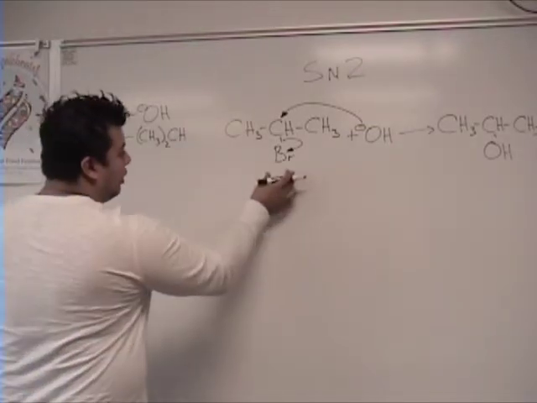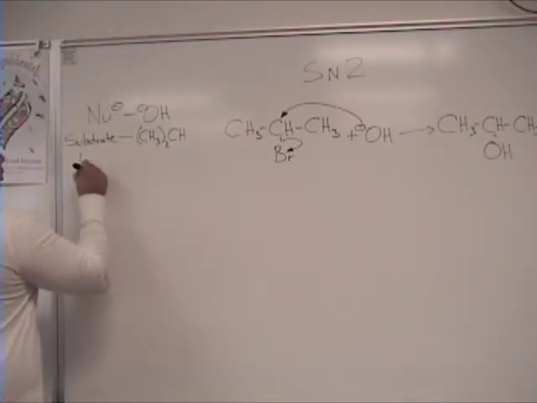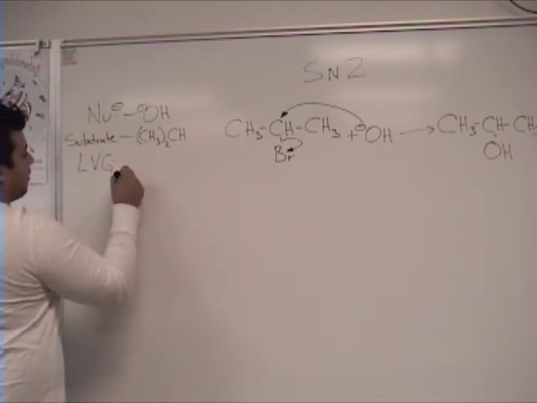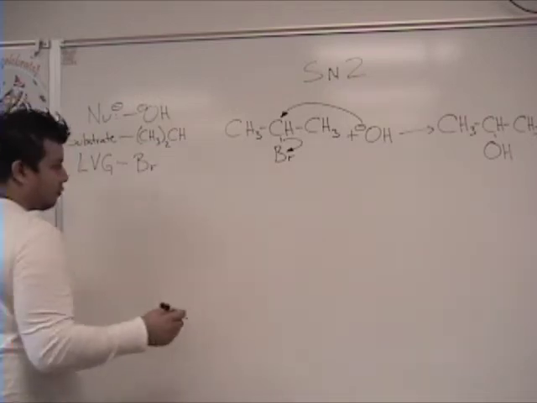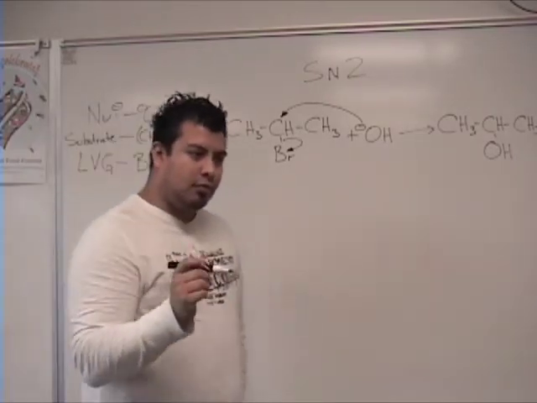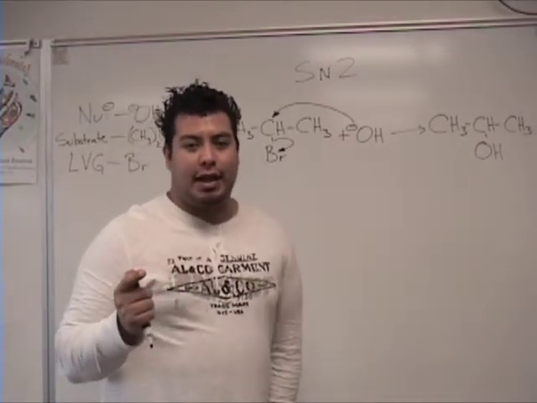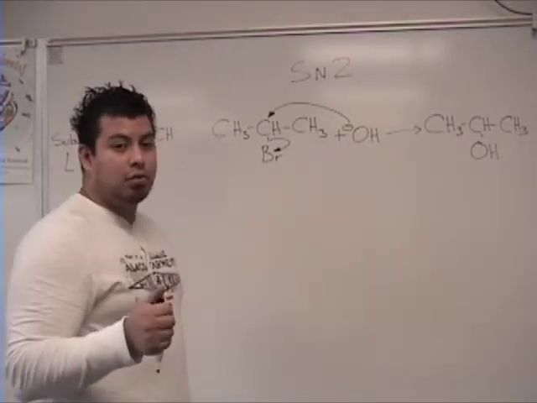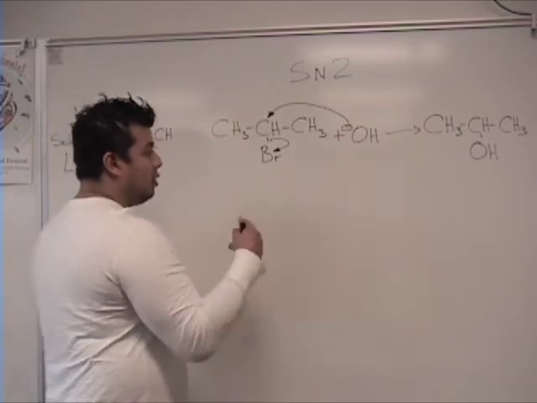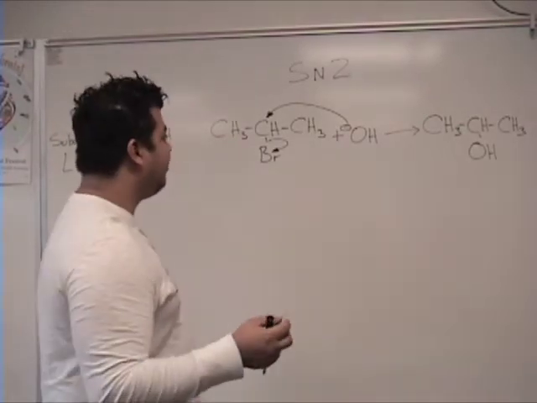And then we need a good leaving group. So leaving group, and in this case we have Br. Halogens make excellent leaving groups. So every time we see a halogen, we know that SN2 is positive.